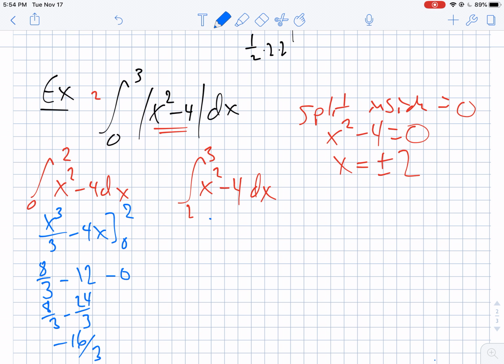This integral is probably going to be about the same, going from 2 to 3. When I plug in 3, I get 3 cubed is 27, over 3 is 9, minus 12. When I plug in 2, I actually get the same thing, so that's kind of cute: 8/3 minus 8. Oh god, how stupid am I?